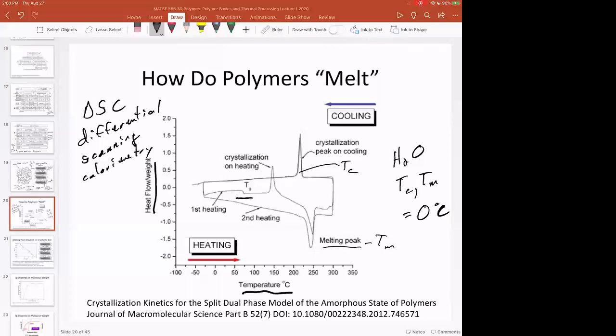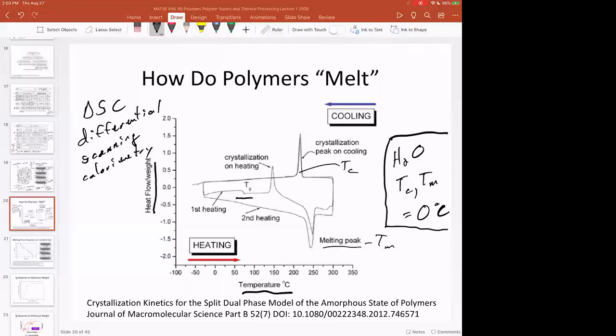And it turns out there's a Tg of water. It's like minus 170 C or something. We won't worry about that. But a lot of small molecules have Tgs as well. But in small molecules, we all know that the melting temperature and the crystallization temperature are usually the same temperature, right? But in polymers, that is not true.